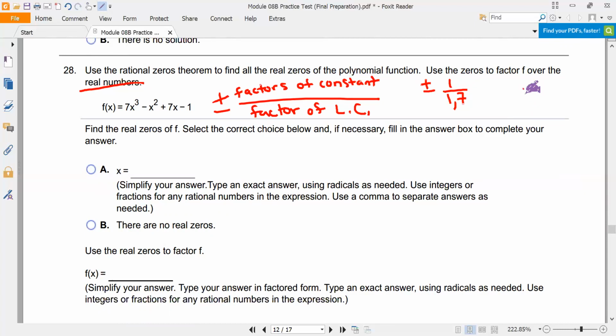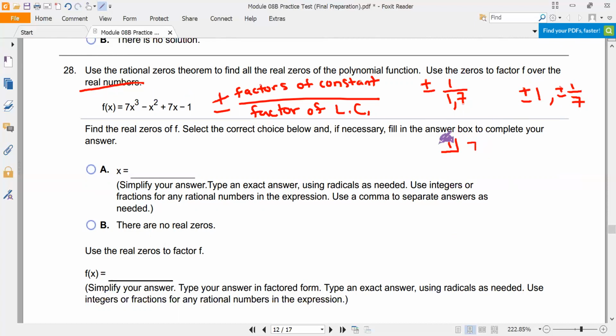So that list, if you split it out into individual pieces, would be plus or minus 1 over 1 or plus or minus 1 over 7. So that is the possibilities, all top numbers over all possible bottom numbers. So there's 4 possibilities. The next step would be to do synthetic division to see if any of these go into this with a remainder of 0.